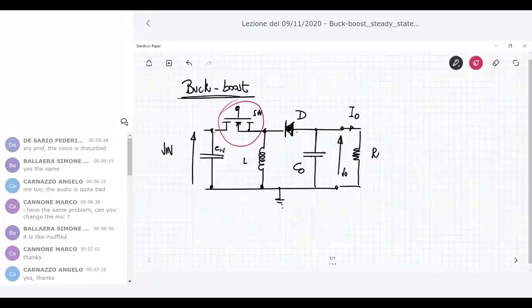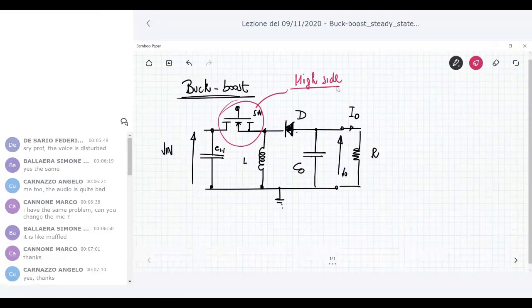And what is the consequence of having a switch in series with the input port? First of all, this switch is a high-side switch. High-side switch means that in order to drive it, specific gate driver circuits called high-side drivers are needed. They are expensive and a little bit more complicated, but anyway.